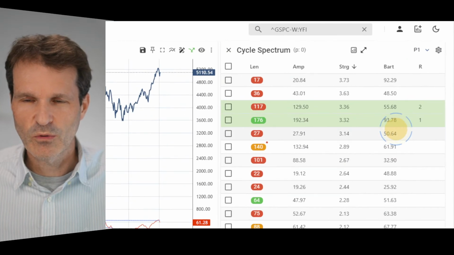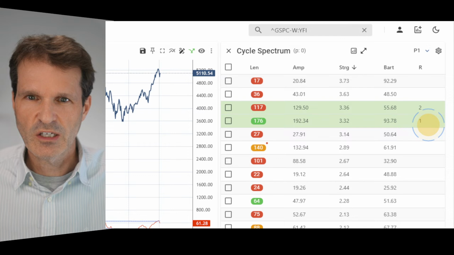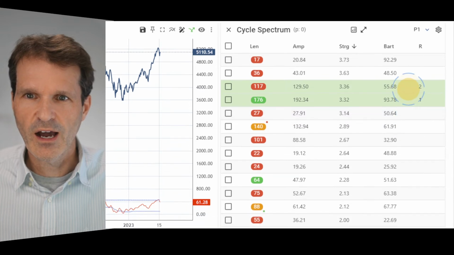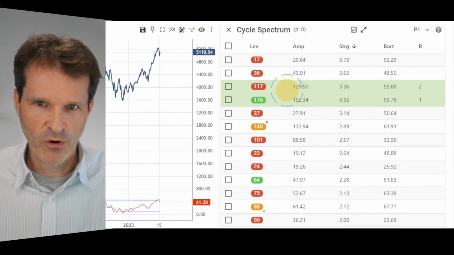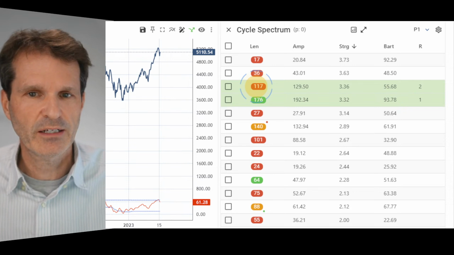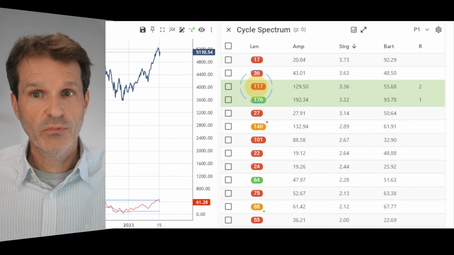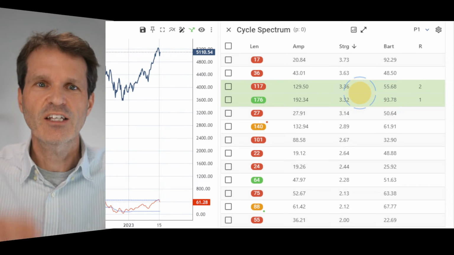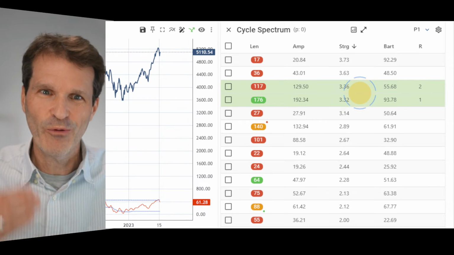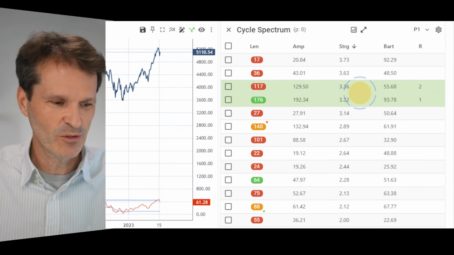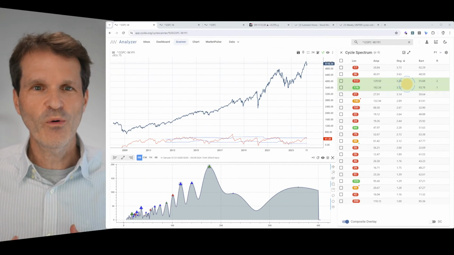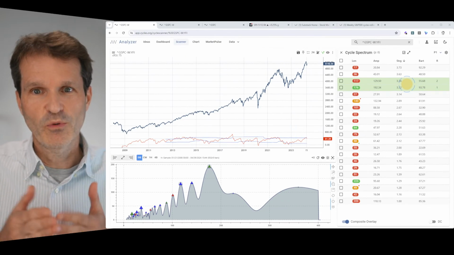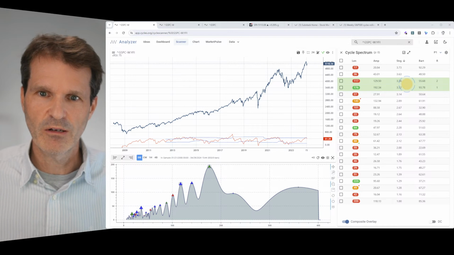But as the computer took more measures into account, I think here it was the strength score, it seems to have a higher impact on price changes. But that's just the explanation of how cycle analysis works, and how a machine these days, or the computer, can help us identify the relevant ones.